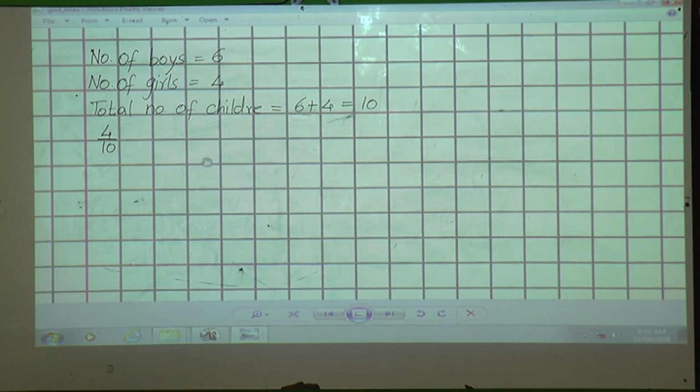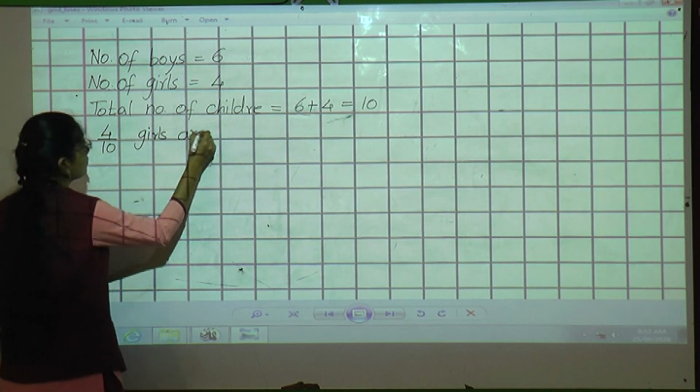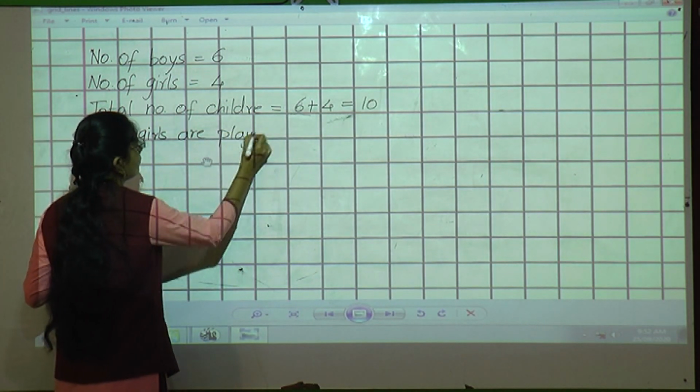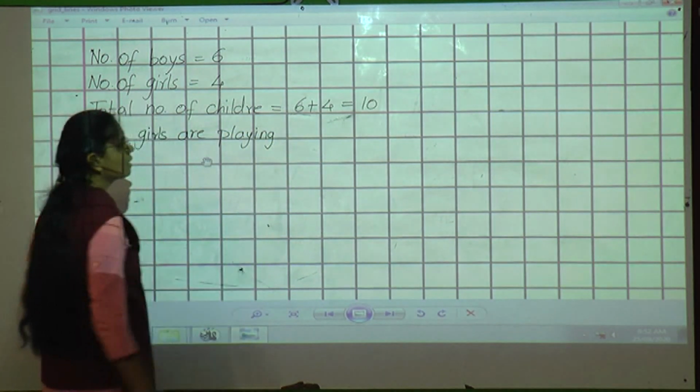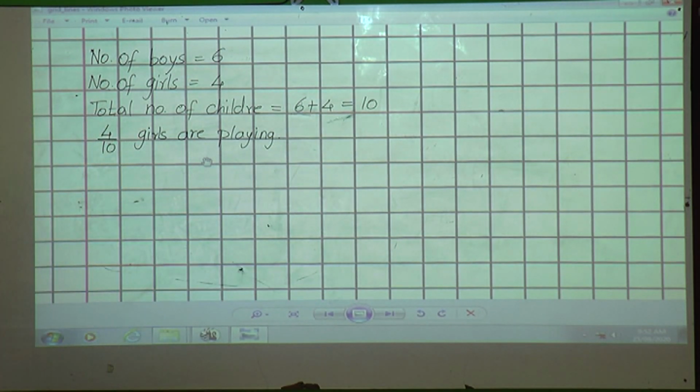Okay. So how will you write the answer? What fraction of the children playing are girls? 4 by 10 girls are playing in the garden. So in this way you can write the answer. Okay. Understood? Okay.